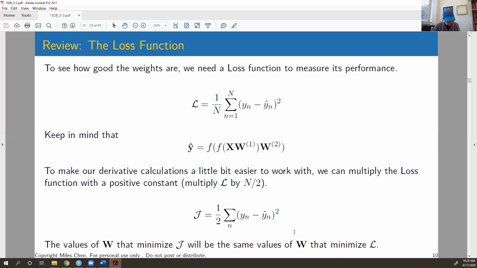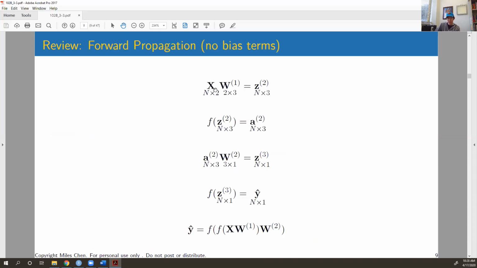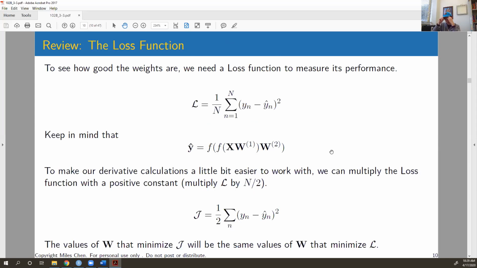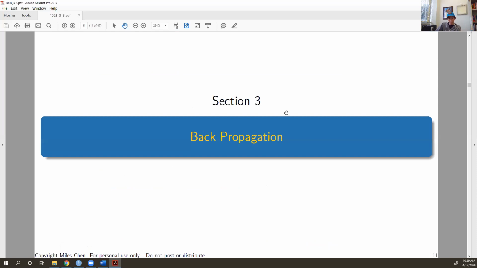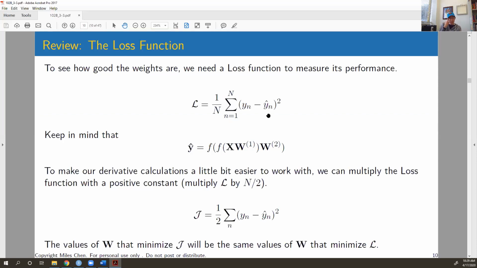We want to train our neural network, and training the neural network in this case means finding the values that go into W1 and W2 that will minimize the loss function. So our loss function can be written like this, or it can also be written in vector notation.